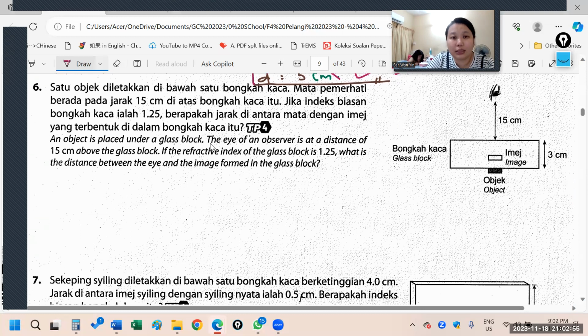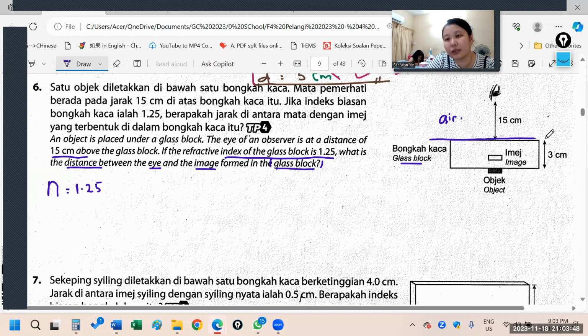Now, this one. The same thing, just we change the water to the glass block. See, glass block is transparent. So an object is placed under a glass block. The eyes of an observer are at a distance of 15 cm above the glass block. If the refractive index of the glass is 1.25, what is the distance between the eye and the image formed in the glass block? Since they say glass block, it means your eyes are in the air.